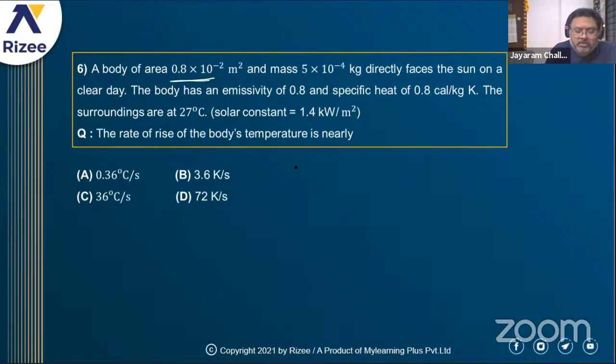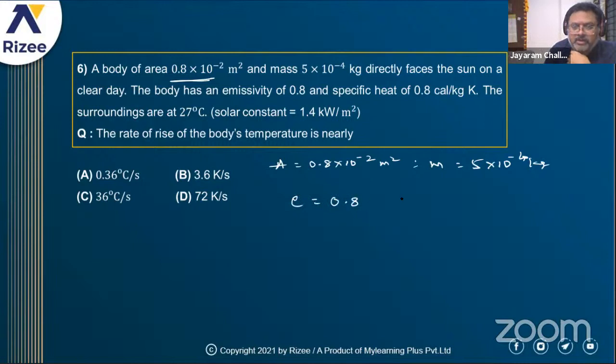Now, next question, a body of area he has given. Okay, let's go for this one. So area is equal to 0.8 into 10 to the power of minus 2 meters square, and the mass m is equal to 5 into 10 to the power of minus 4 kgs. This is the information given. So it directly faces the sun. That means the radiation from the sun is falling on the body. The emissivity of the body is given by small e is equal to 0.8.